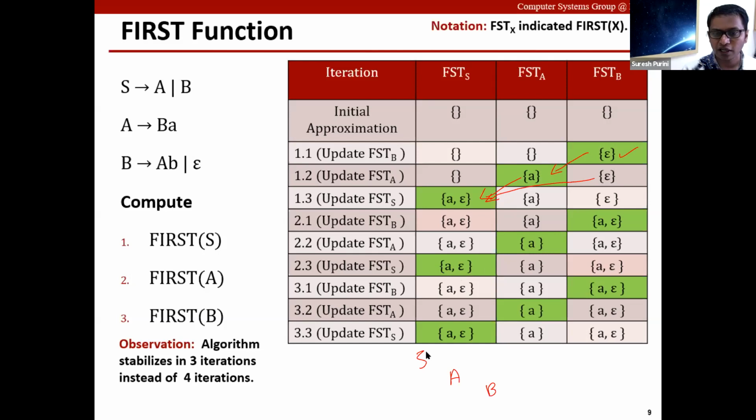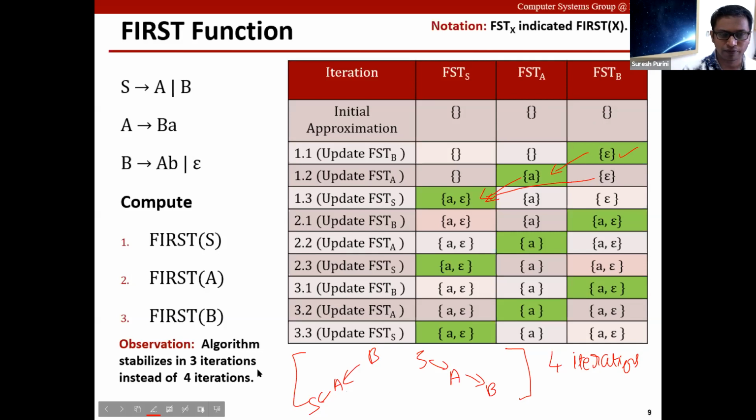When we use the earlier order to compute the first sets, we required 4 iterations. But in this case, when we computed in the order B followed by A followed by S, we required 3 iterations. So by being clever about the order in which we compute the first sets for different non-terminal symbols within an iteration, we will be able to reduce the number of iterations required to converge.